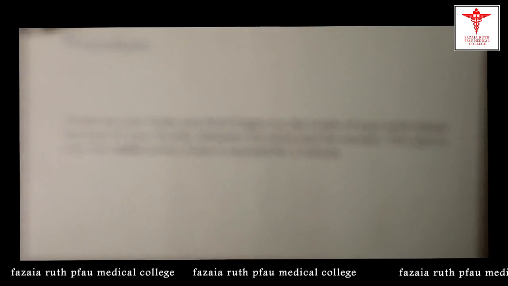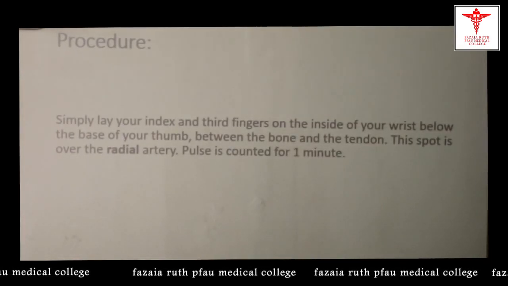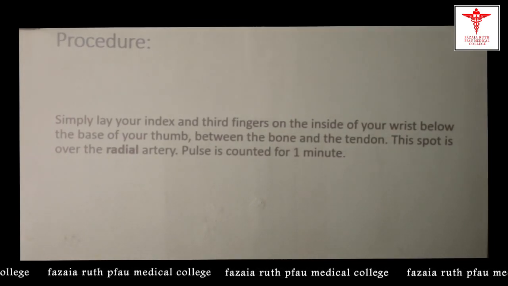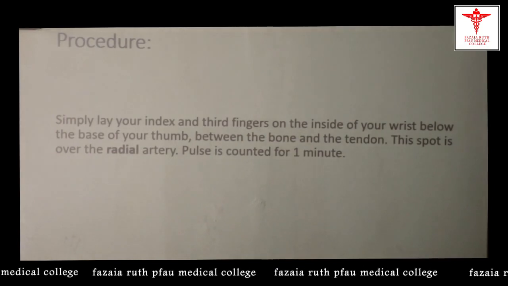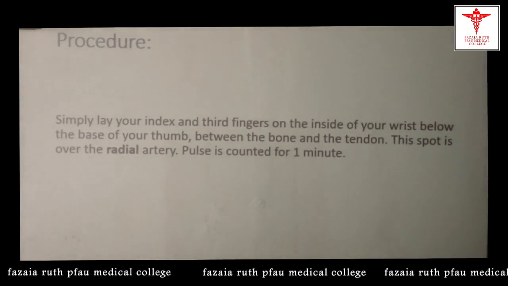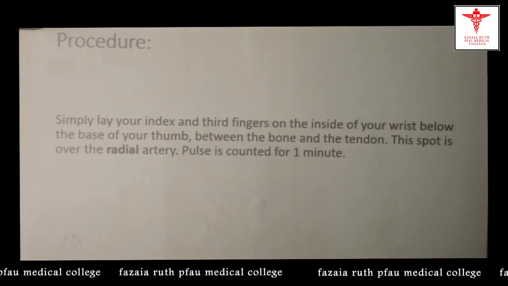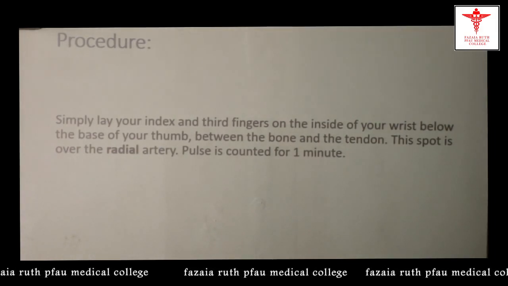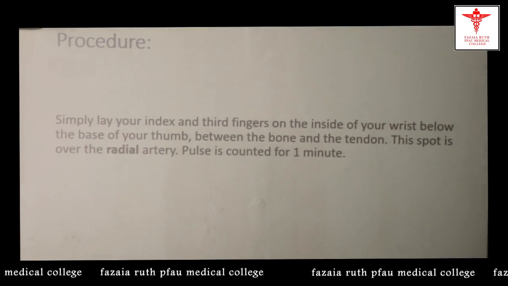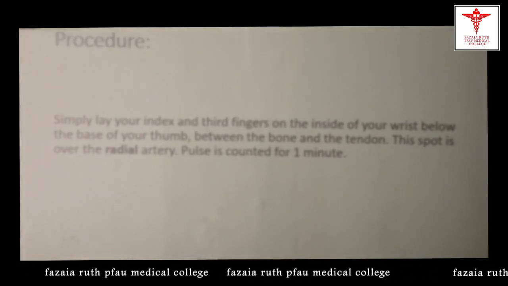It is a very simple procedure. We simply lay our index and third finger on the inside of the wrist below the base of the thumb, and then we locate a tendon and the bone. Between the bone and the tendon we will be feeling the pulse. You can feel the pulsation, and this is the exact spot for the radial artery.